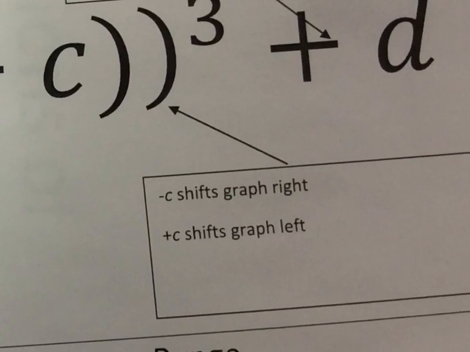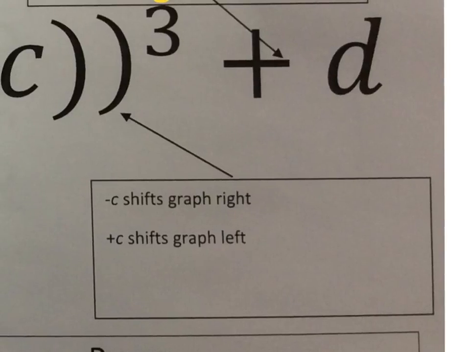Okay. What about C? What does C do to the graph? Yes, it's X plus or minus C. But remember, it's the opposite, isn't it? So I'm going to write X minus or plus C. So that tells me, hey, I'm doing the opposite of whatever it says.